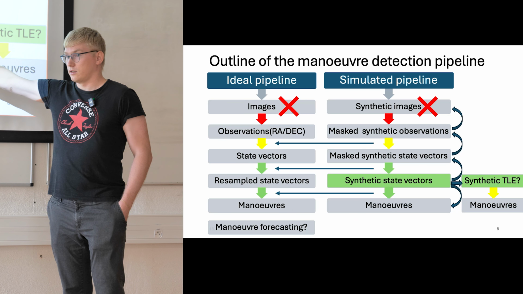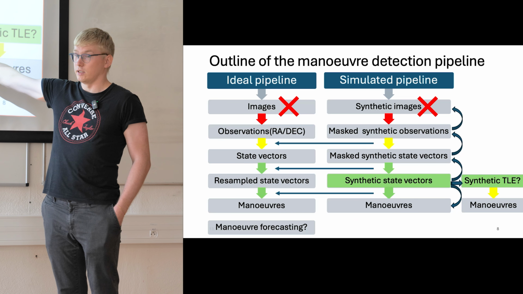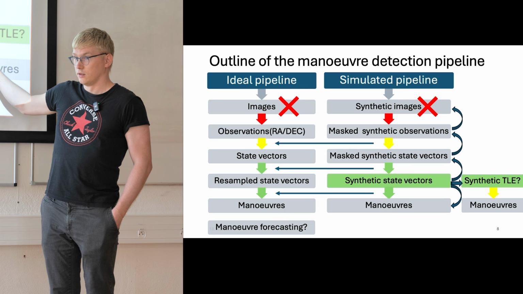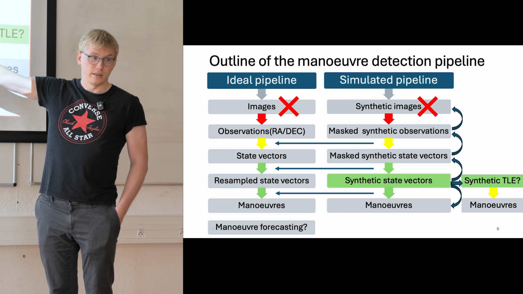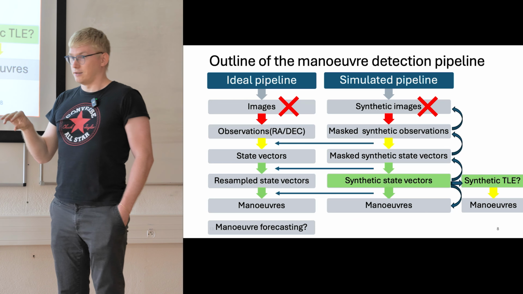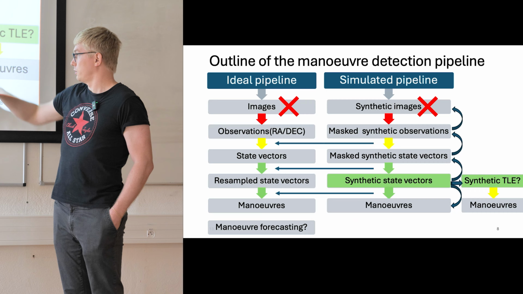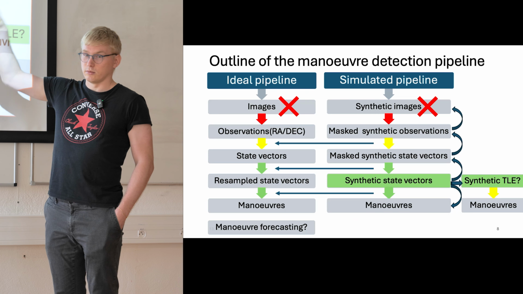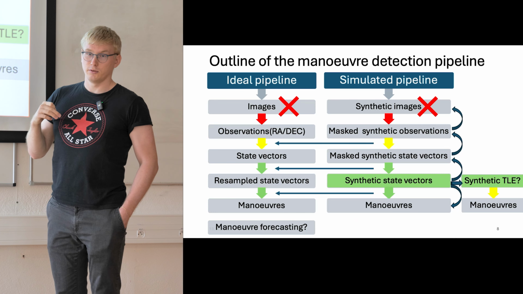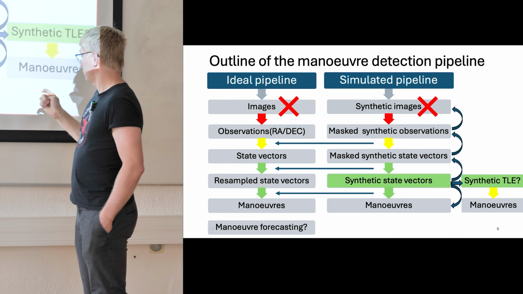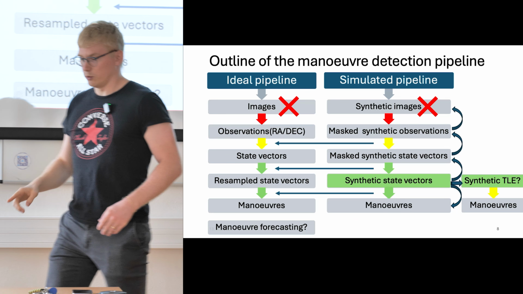From these synthetic state vectors, we can also, in theory, calculate the mean elements. That was the red curve I was talking about. It is a bit tricky because, as I said, this step of the calculation is not publicly known, but you can use some NASA software to guess the correct values. So this is the outline of what we are trying to do.